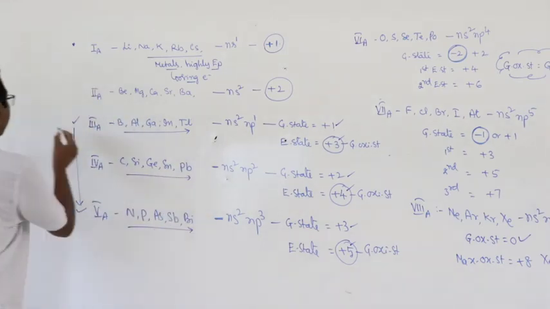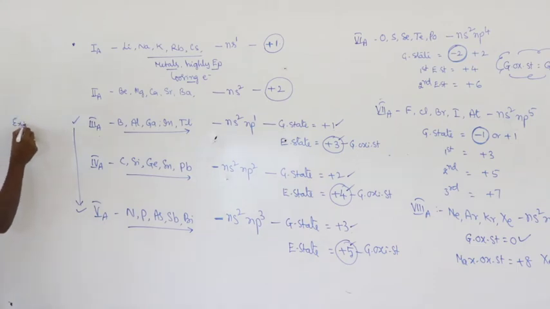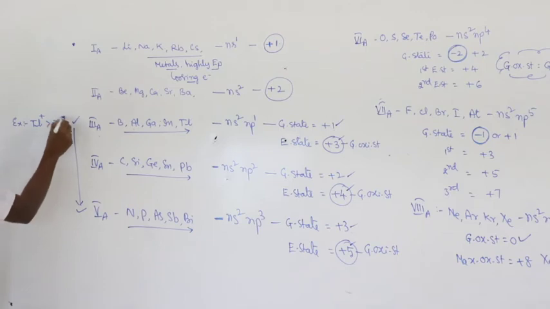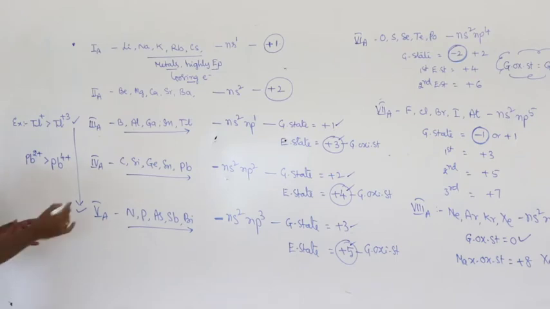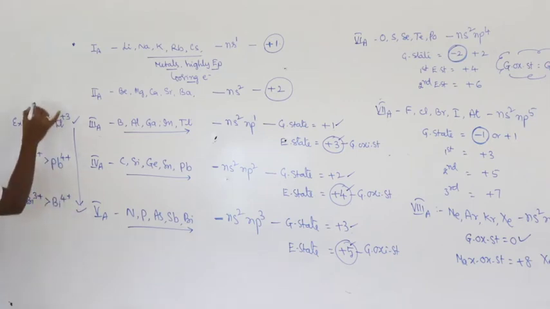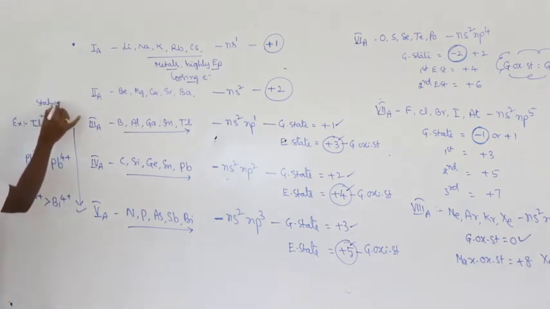What does that mean? For example, Tl+ is more stable than Tl3+. Second example, Pb2+ is more stable than Pb4+. Next one, Bi3+ is more stable than Bi5+. This is about the order of stability.